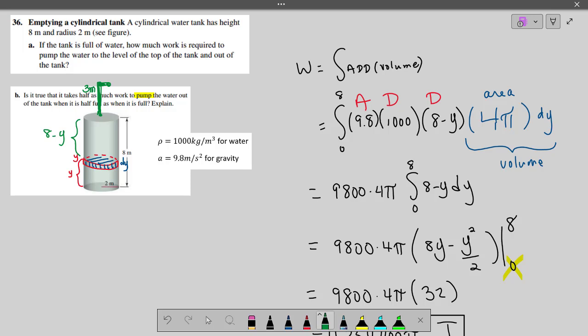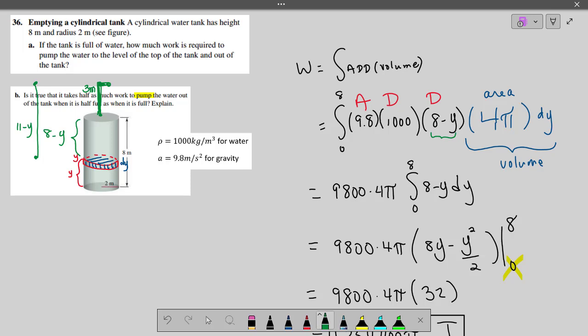Distance traveled is the only thing that would change. Limits of integration reflect the physical location of the water. We still have water 0 to 8. That's not changing. The only thing that would change is right here. Instead of our distance being 8 minus y, it would have to travel all the way up to here for this representative slice. So what would that distance be? 11 minus y.